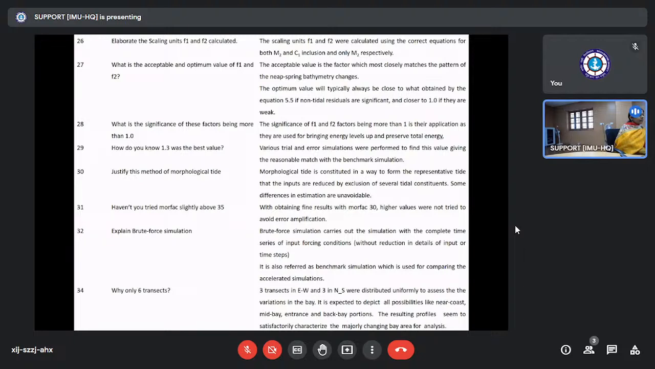On the morphological side, there was a question that you have used a morphological factor so that other physical terms can be incorporated. That is how the morphological tide comes in. The question was whether that morphological tide incorporates the effect of all other tidal constituents. Generally, M2 and S2 are taken as representing the full wave climate.